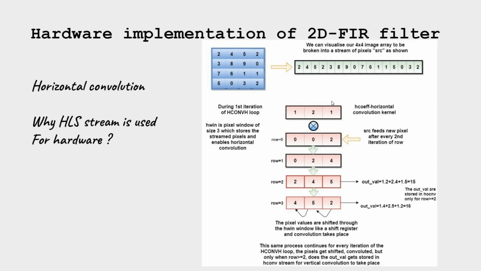Now, only the valid convolution value will be stored in hconv, which is my output of this horizontal convolution. Because if this 1-to-1 kernel was placed over this image, the valid convolution would have been with 245 and 452. So only these two out vals will be stored in hconv, and with repeated iterations the pixels of the next rows will be accessed, and this will continue.